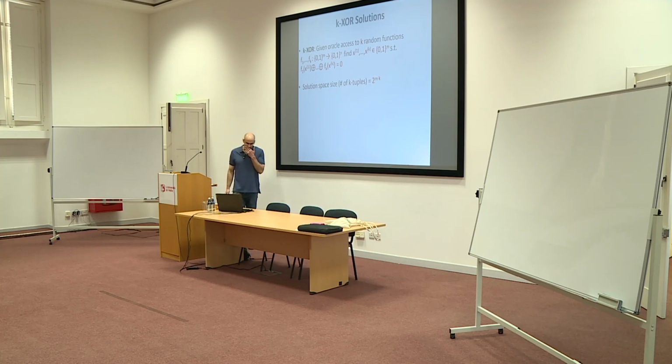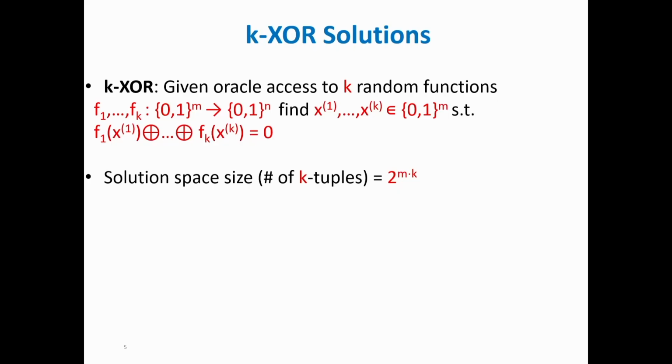Okay, so let's talk about solutions to k-XOR. The size of the solution space, you're talking about all k-tuples here. So what's the number of k-tuples? It's 2 to the m times k, right? Because for every function, the domain size is 2 to the m, and you have k functions. So basically, that's the solution space size.